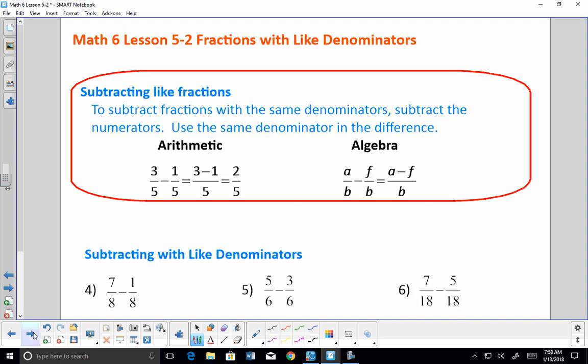Subtracting like fractions. You do the same thing with subtraction that you do with addition, except you're subtracting. So you keep your common denominator and subtract your numerators. With arithmetic, 3/5 minus 1/5 equals 3 minus 1 over 5, which equals 2/5. Algebraically, a over b minus f over b equals a minus f over b. So let's practice some problems.